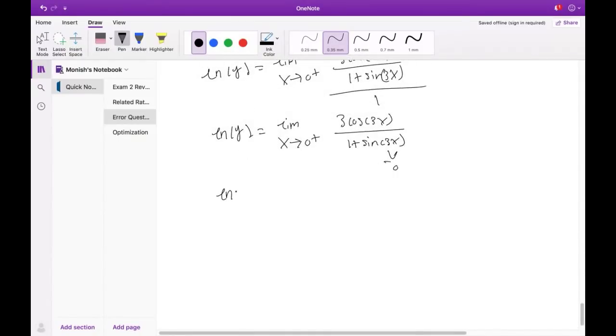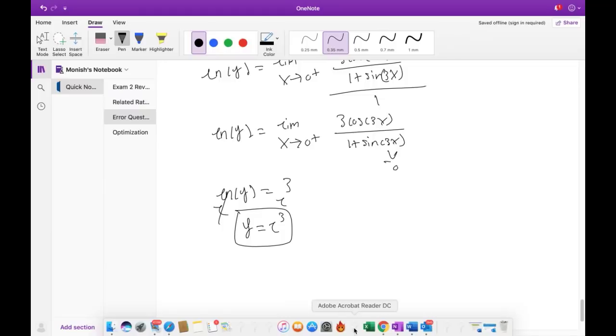So now I'll have ln of y equals basically 3. But I need y, not ln of y. So I'm going to exponentiate each side. And I'll get rid of this ln. And I'll have y is equal to e cubed.